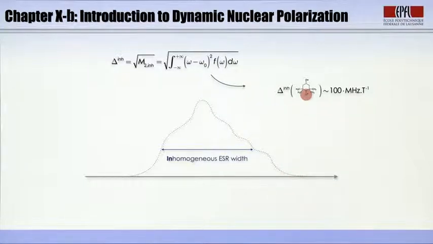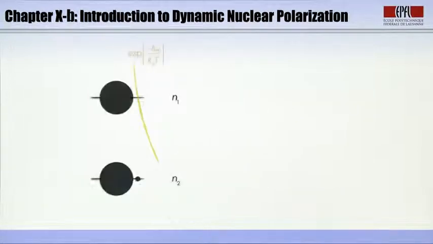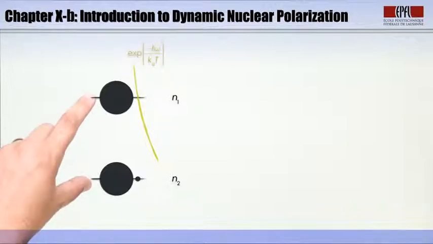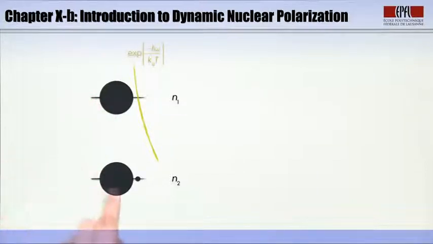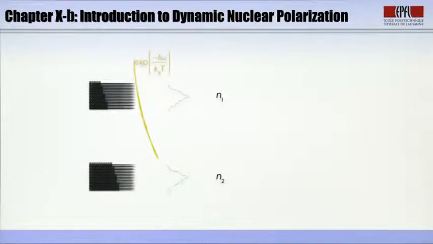So say you have an inhomogeneously broadened ESR line. Instead of having very well defined energy levels with populations sitting on one level here and one level here, in reality you have a distribution of energy levels that is quasi-continuous. And the population distribution amongst these energy levels is of course described by the Boltzmann law.